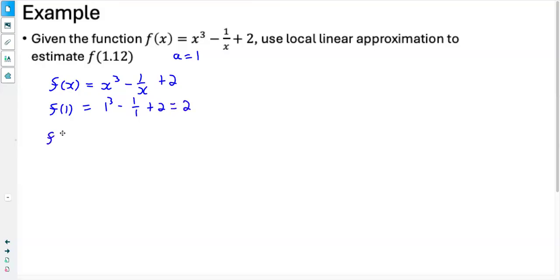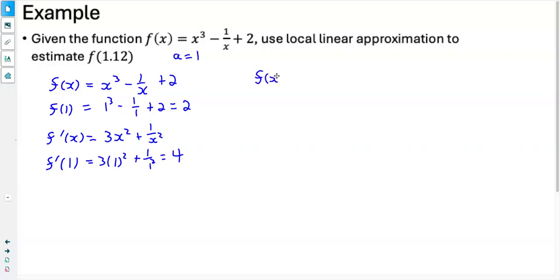Now we'll take the derivative. So we've got f prime of x is equal to 3x squared plus 1 over x squared. And then we'll put our a value of 1 in. So we've got f prime of 1 is equal to 3 times 1 squared plus 1 over 1 squared. And that gives us 4 in this case.